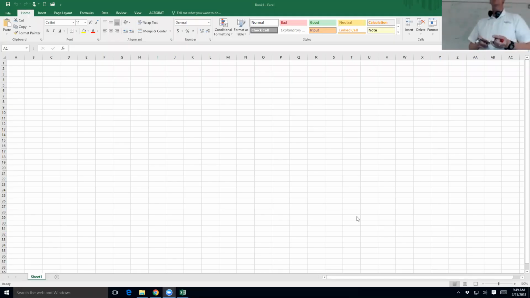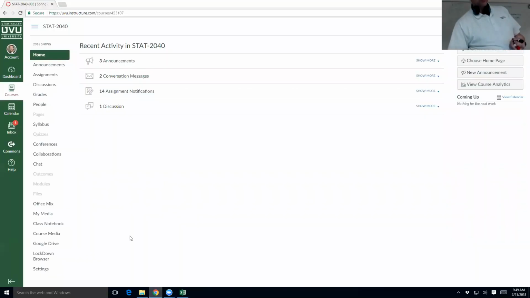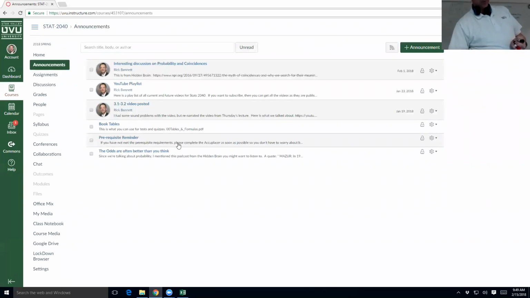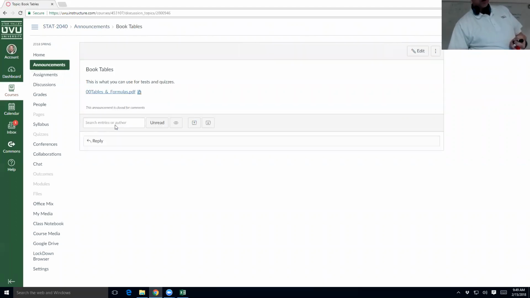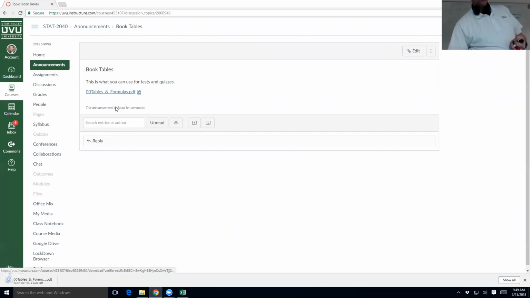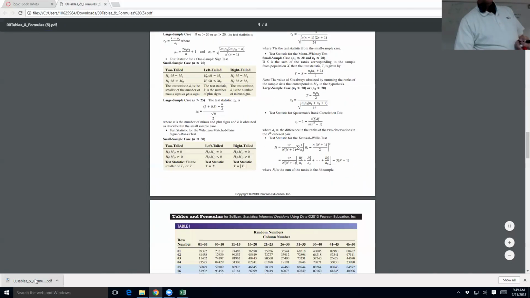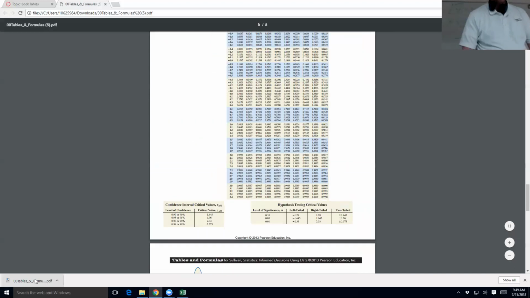Now, how many of you do not have a copy of the formula sheets in the back of your book because you bought a used book and somebody tore it out? For those of you that applies to, go to the announcements back on the first day of class or even before. I've got this thing called book tables. Open that up. These are all the formulas that you're going to have for the class.